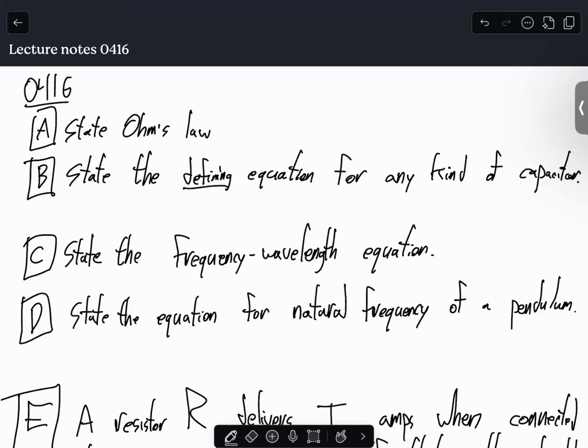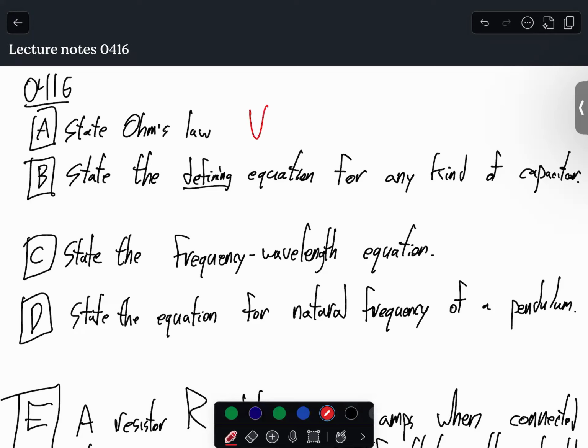When I say natural frequency, what letter am I asking about? Omega, not W, omega, yes, not F. If I said state the equation for frequency of a pendulum, what would I be asking for? What letter am I asking if I don't say natural? That's F. Just frequency, F. Natural frequency, angular velocity, omega. Okay. Well, here, I'll answer all of them. Here we go. All of them.